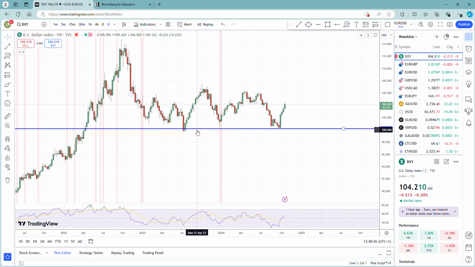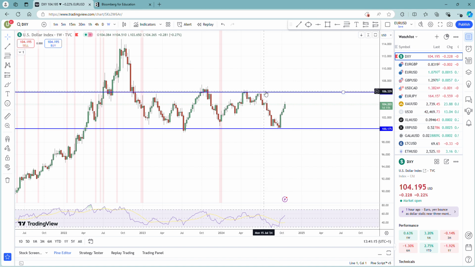Because you can see once, twice and three times it's come to this level, it's rejected it, price has formed a higher low and price has changed from bearish to bullish. So we can class this as the most recent support. If we now mark a resistance level, we can see here is your most recent resistance. You can see price has got to this level 1, 2, 3, 4 times. It's rejected this level, it's come back down. Price has changed from bullish to bearish, so this is the most recent resistance on the weekly time frame.